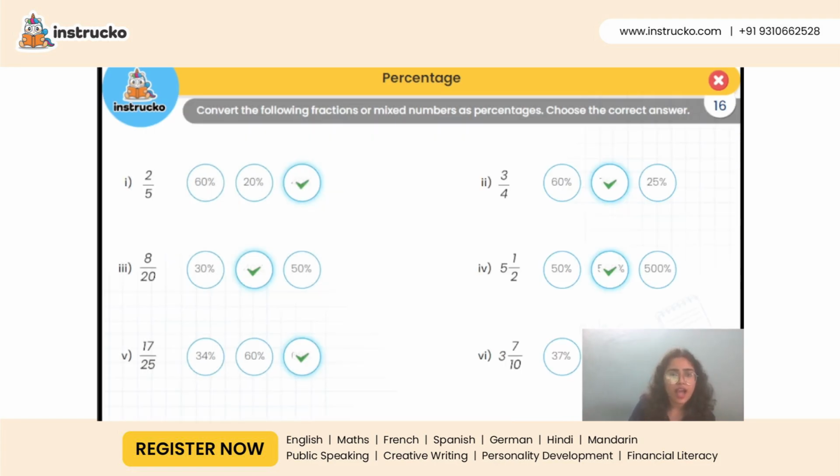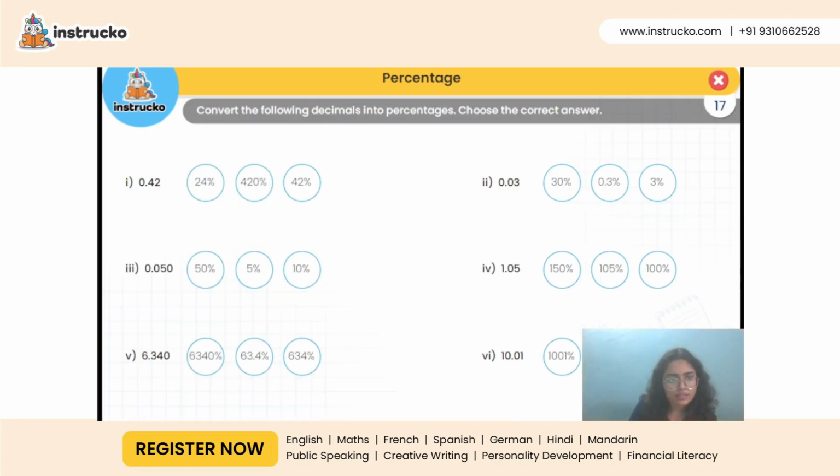Up next we have another worksheet, I suppose. Yes, this one talks about how to convert the following decimals into percentages. And since I do not want to load you with a lot of information, I would suggest let's end this class here.